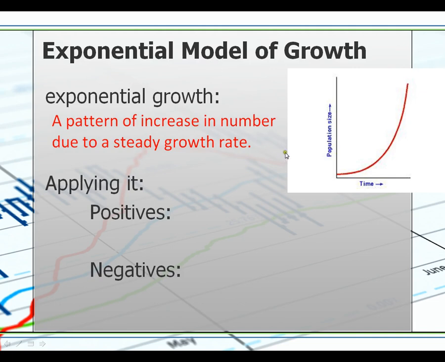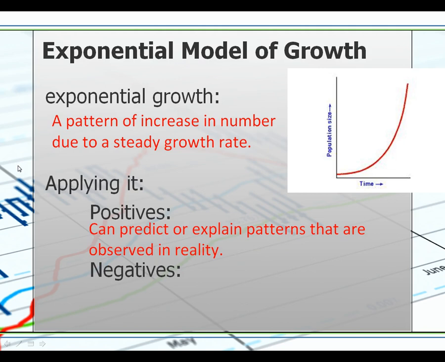And it's a pattern of increase due to a steady growth rate, and it looks like this. The other term for it is they call it a J-shaped curve. It's not really a true J, but it does start out down here and come up. The thing about the exponential model of growth is that it can predict or explain patterns that are observed in reality.